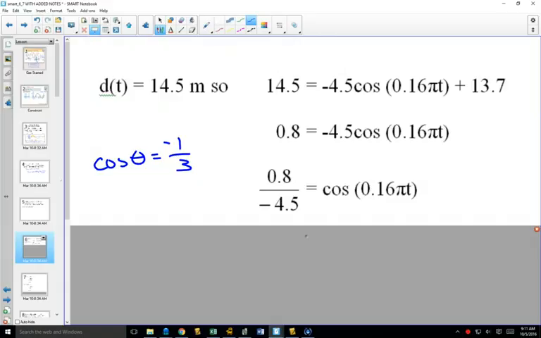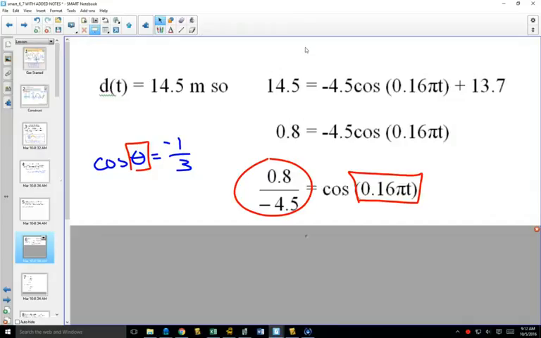Well, in this case, we have that same idea, but instead of a nice theta, we have a 0.16 pi t. Not quite as nice a looking number. And instead of nice numbers like negative 1/3, we have some decimals, 0.8 and negative 4.5. I actually think that this side isn't as big of an issue, because those are still decimals in there. But what are we going to do with that 0.16 pi t?